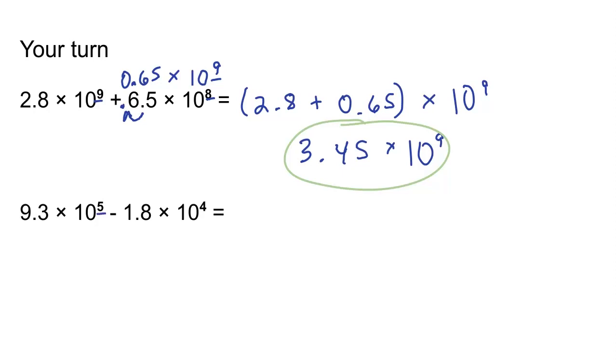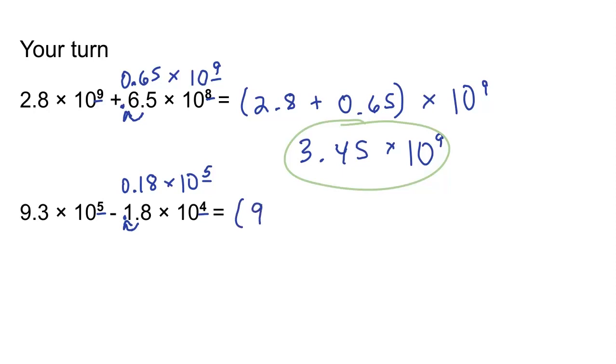Once again, you have different exponents, so you need to make them the same. And in this case, it would be easier to convert 10 to the 4th to 10 to the 5th by moving the decimal point one place to the left. So the new coefficient becomes 0.18 times 10 to the 5th. And now the exponents are the same. So go ahead and subtract the coefficients.